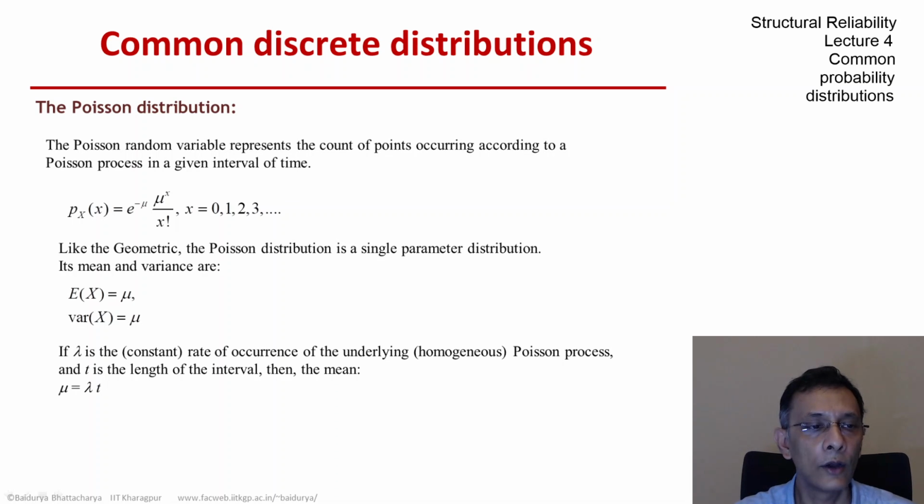bring this fact out that if lambda is the constant occurrence rate in a Poisson process, which would be a homogeneous Poisson process, and we are counting over an interval 0 to t, so the mean mu, which we already discussed, that would be lambda times t. It's often more natural to express mean from this point of view, that it's a rate times the length of the interval.